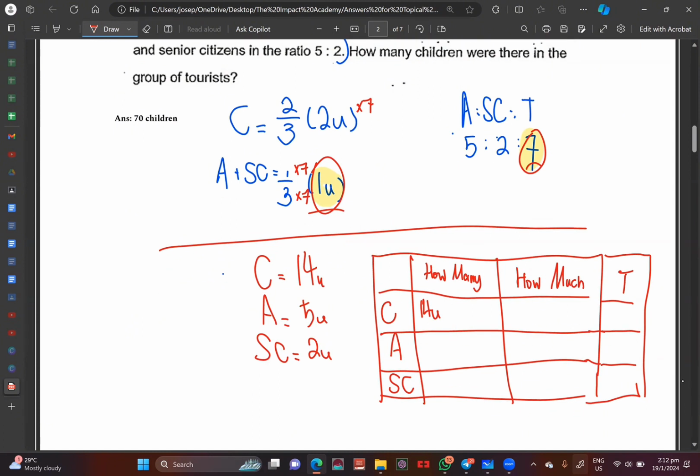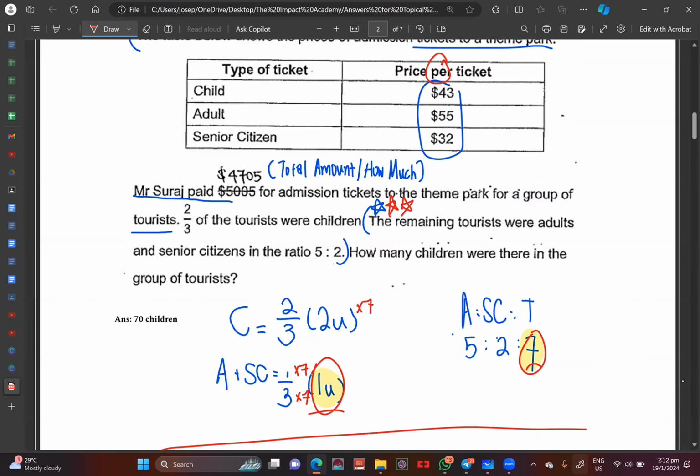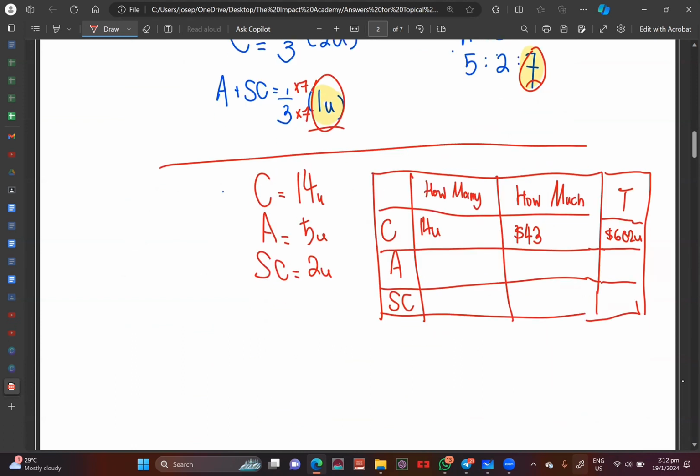Now, so how much is it? Just now you were saying that it's 43, right? Yeah. Can you punch the calculator and tell me what is your total? $602 unit. Make sense? Yeah. Now, for adults, how many units for adults? 5 units. Very good. $55. Very good. All right. Times them together.